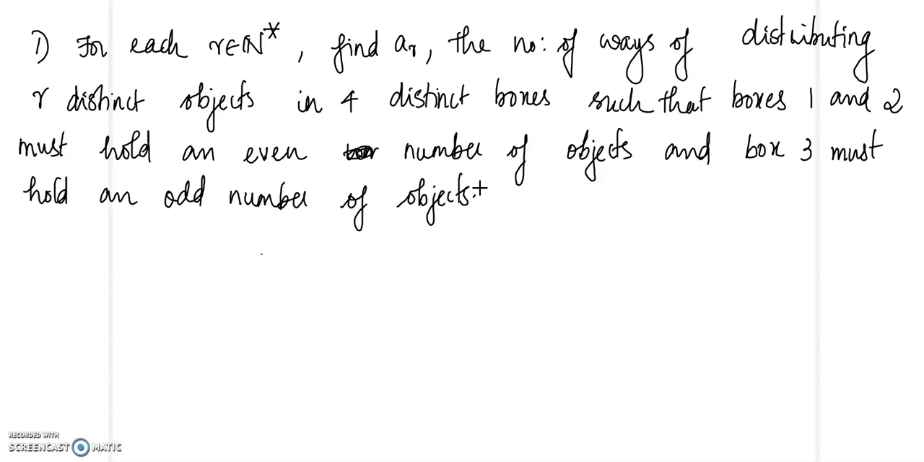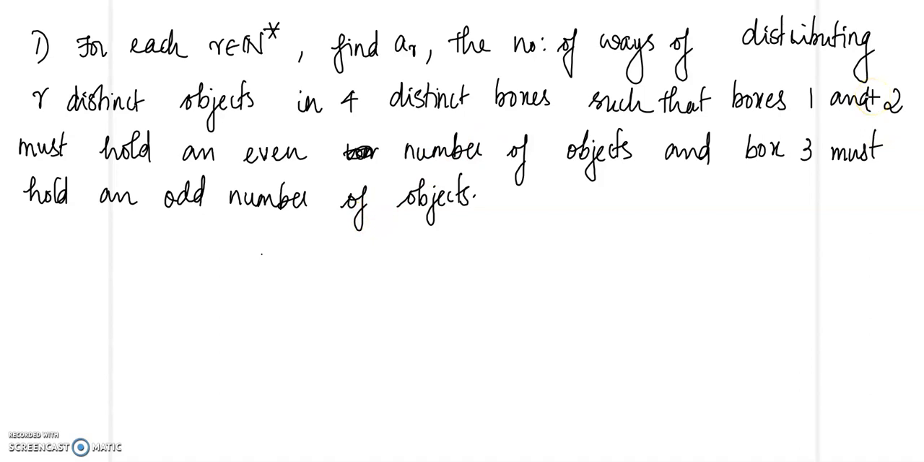So now we will look at a problem where we are distributing distinct objects to distinct boxes. Okay, and let us see how to find the exponential generating function in this case. So here our problem is this. For each r belongs to N star, so that is the set of natural numbers, find a_r, the number of ways of distributing r distinct objects to 4 boxes such that box 1 and box 2 must hold an even number of objects and box 3 must hold an odd number of objects.